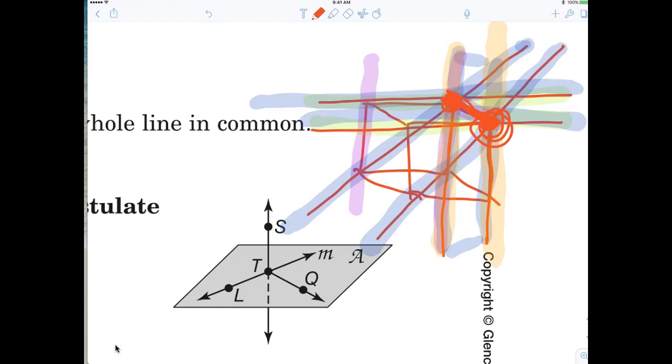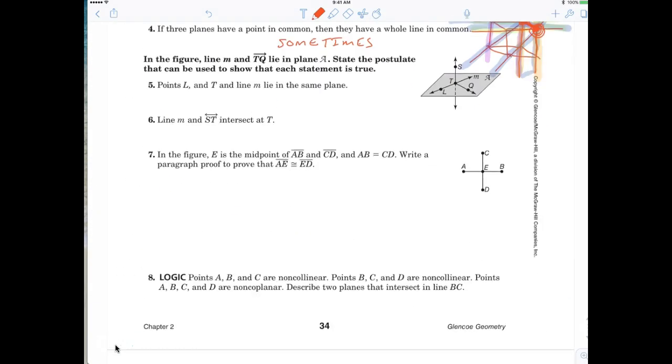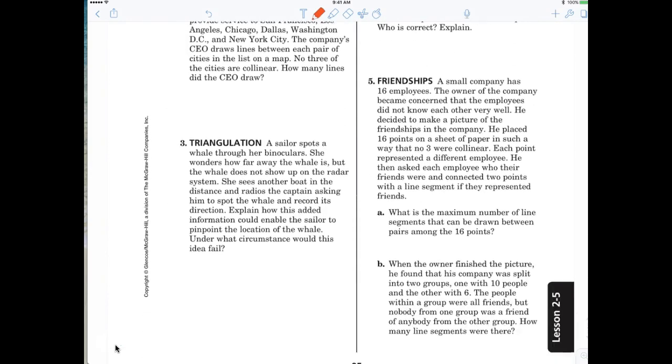All right, quickly, maybe number 3. Let's take a look at number 3. Let's see how you do. Not that one? Right here?